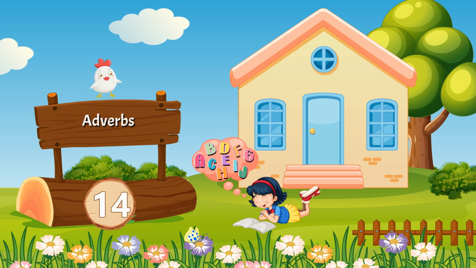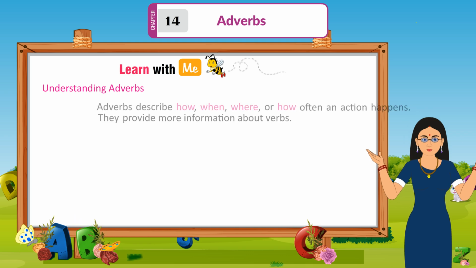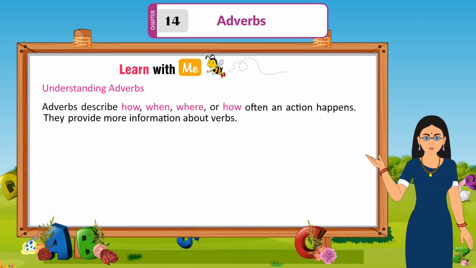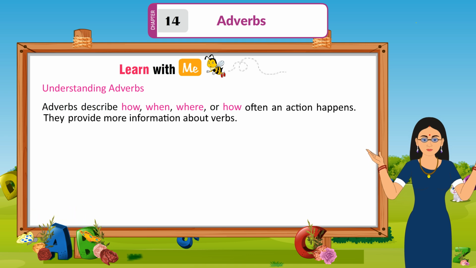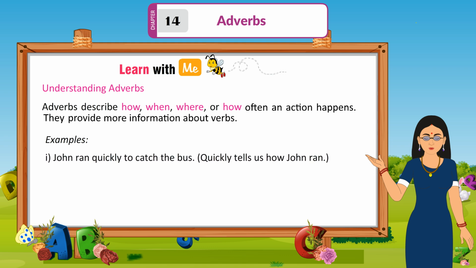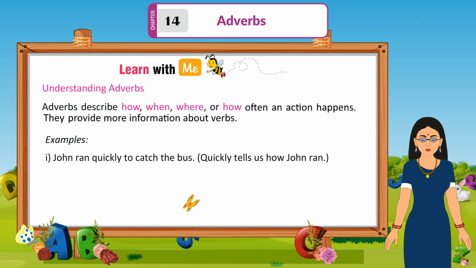Chapter 14, Adverbs. Learn with me. Understanding adverbs. Adverbs describe how, when, where or how often an action happens. They provide more information about verbs. Examples, John ran quickly to catch the bus. Quickly tells us how John ran.